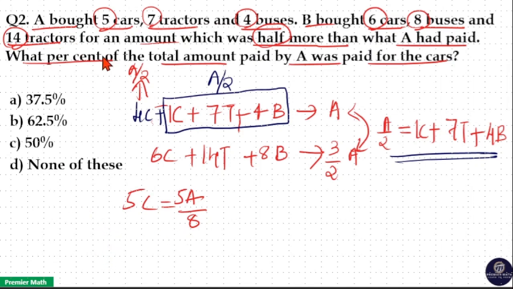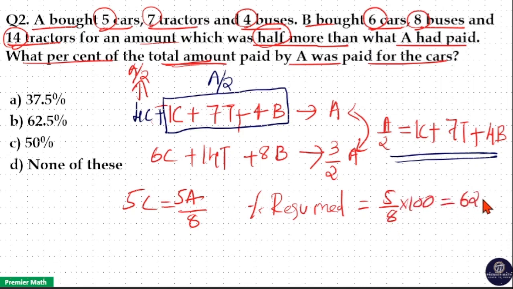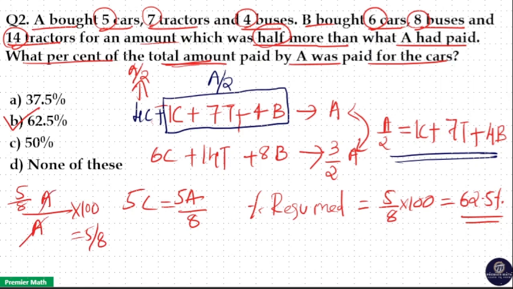Then our question is, what percent of the total amount paid by A was paid for the cars? A paid a total amount of A rupees. Now for 5 cars he paid 5 by 8 of A, which means the percentage required is equal to 5 by 8 percentage, which is equal to 62.5 percentage. So option B is your answer, because the total amount paid by A is A. Then for 5 cars A paid 5 by 8 A. Now if you take the percentage, 5 by 8, A and A cancel. So that's why this is 62.5 percentage.